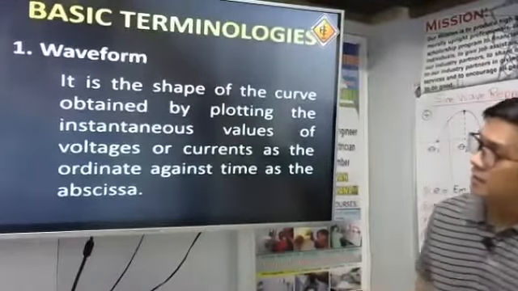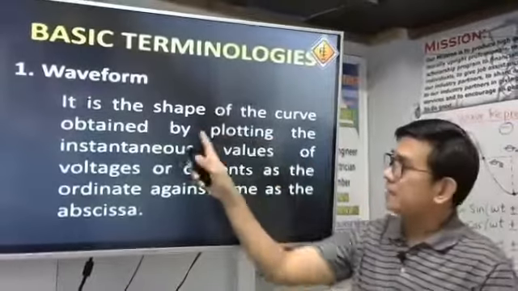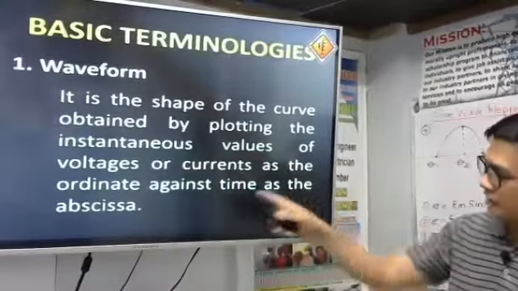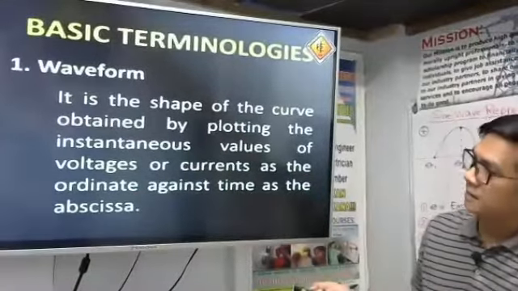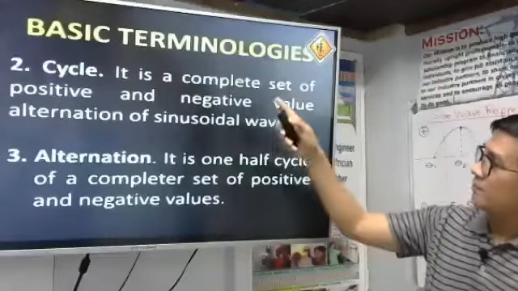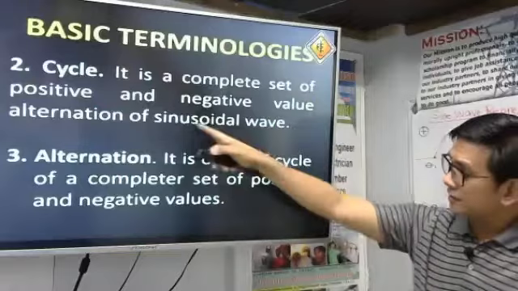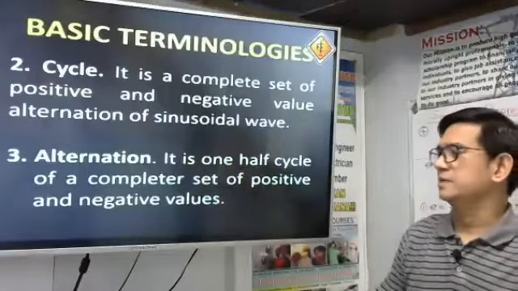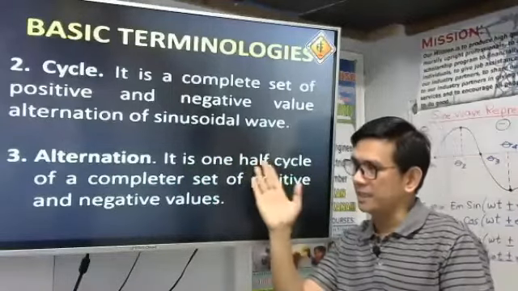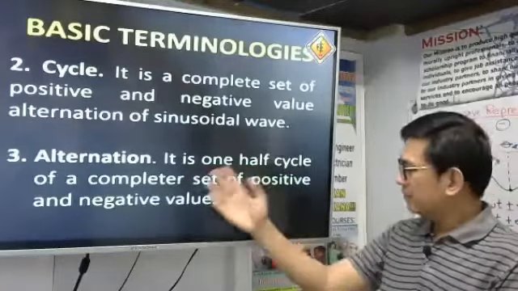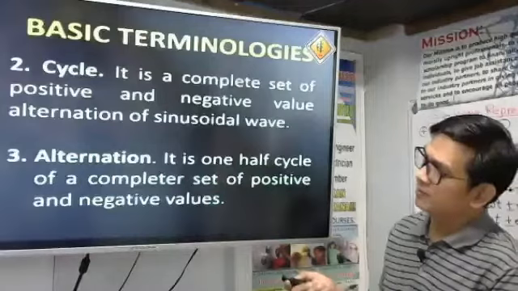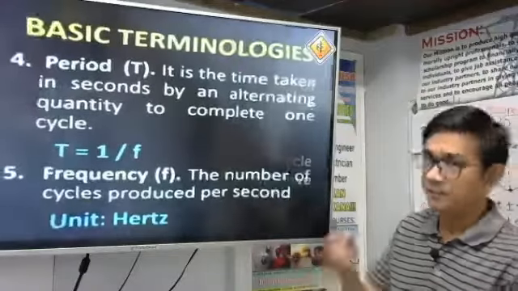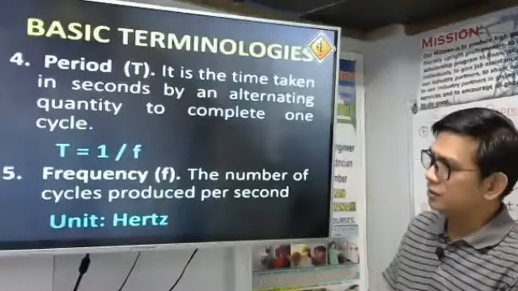We have some basic terminologies. We have the waveform. It is the shape of the curve obtained by plotting the instantaneous values of voltages or currents as the ordinate against time as the abscissa. Cycle is a complete set of positive and negative values of alternation of a sinusoidal wave. Then the alternation is one half. Okay? So, if we mean alternation, it is half of a cycle, half of a complete set of positive and negative values. We have the positive alternation, we have the negative alternation.